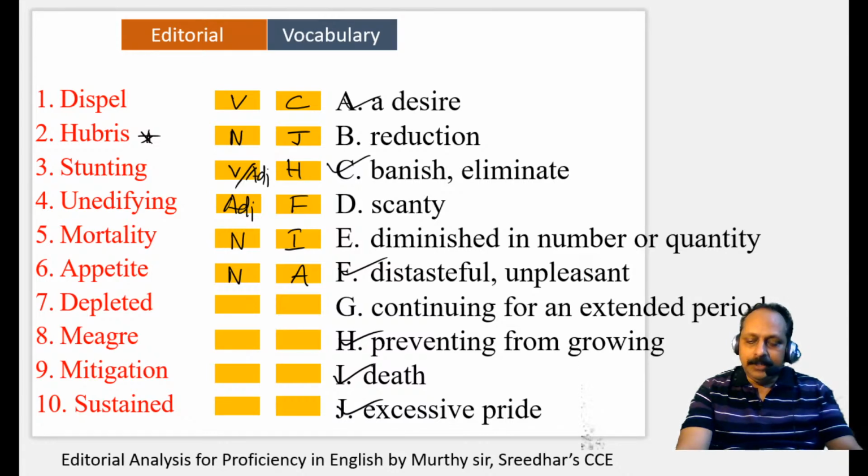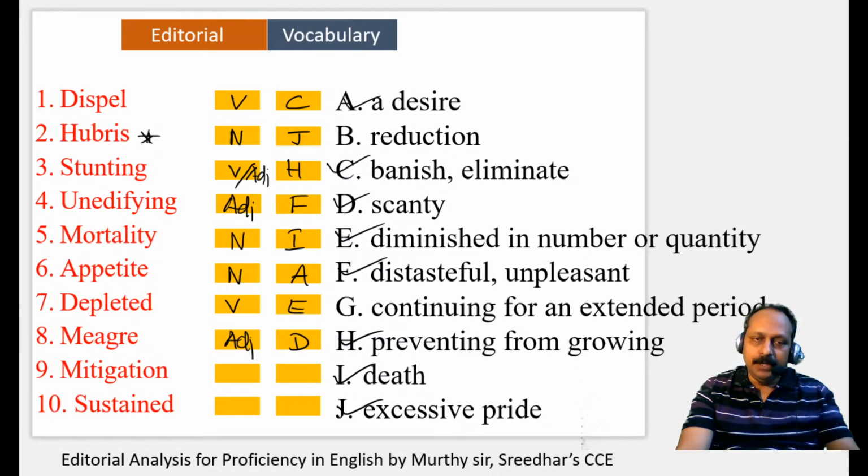Seventh word, depleted. Deplete, depleted. Once you say it is a verb, do remember it can be a noun, it can be an adjective. I will write verb. Means what? Diminished in number or quantity. Meager, meager amount, meager wages. Part of speech, adjective. Means what? Scanty, a little, not much. And what is the next one?